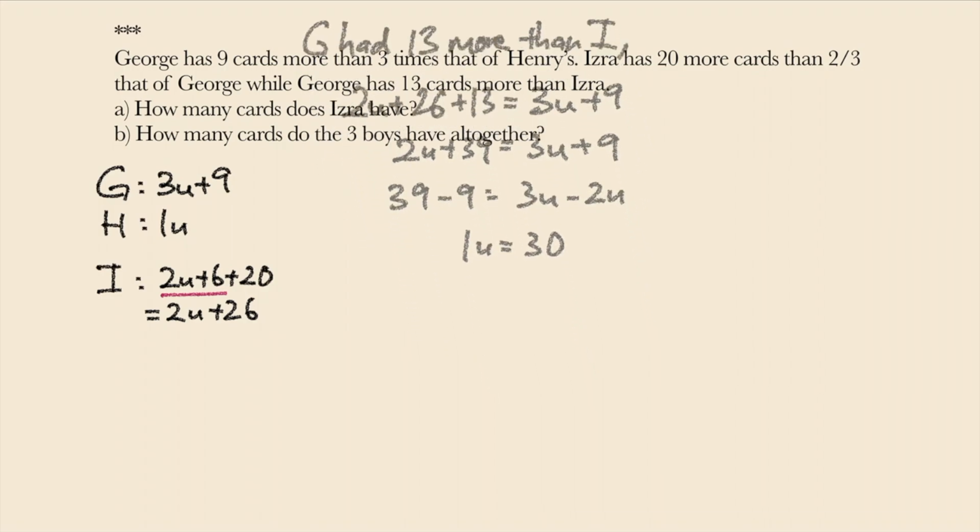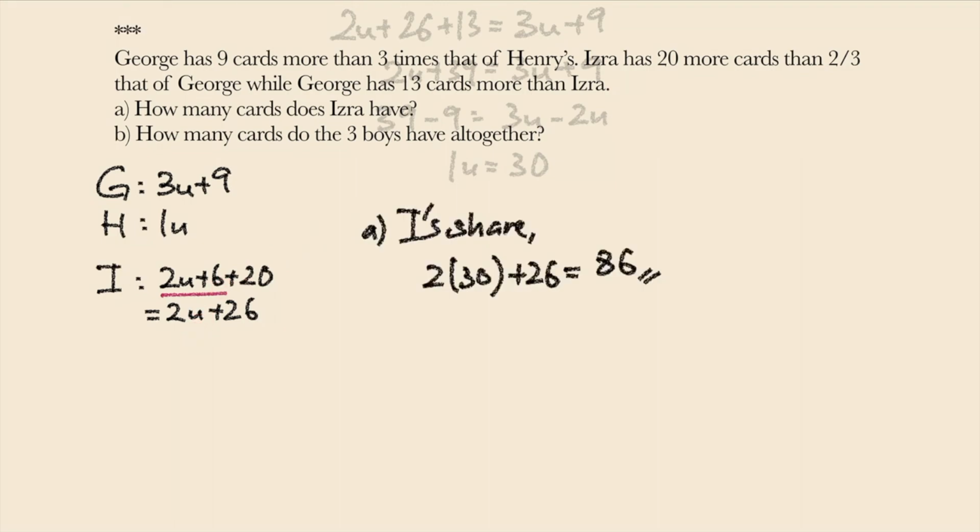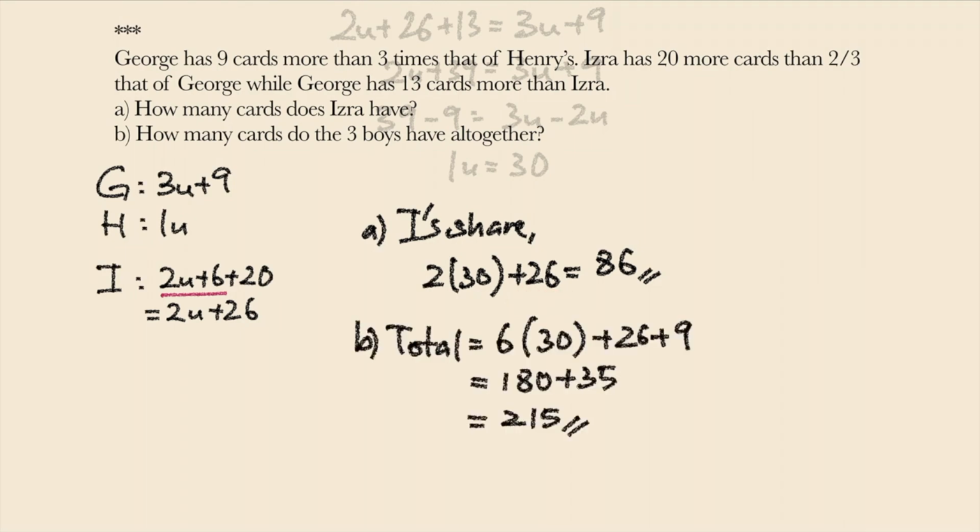Okay, how many cards does Israel have? Knowing that 1u is 30, Israel, let's find 2u plus 26. So that's 2 30s plus 26, 86. So how many cards do the 3 boys have together? So we know here that we're dealing with 1, 2, 3, 4, 5, 6. So that's a total of 6 units. Don't forget to add 26 and 9 to find the total, which is 215.